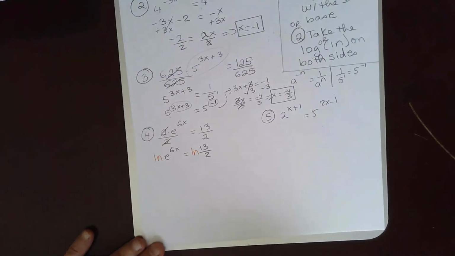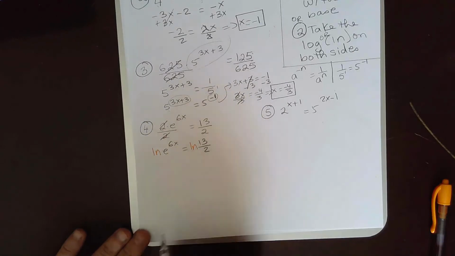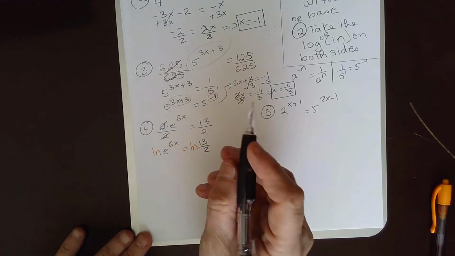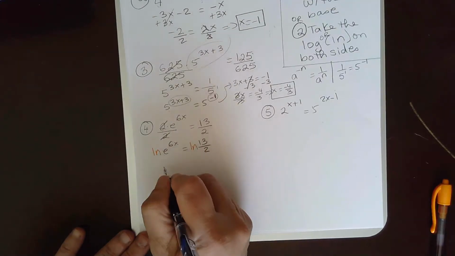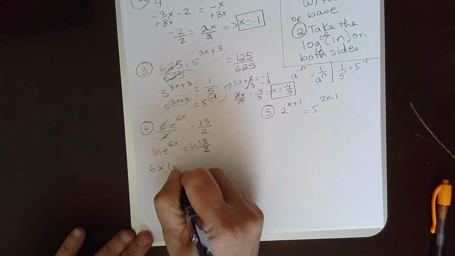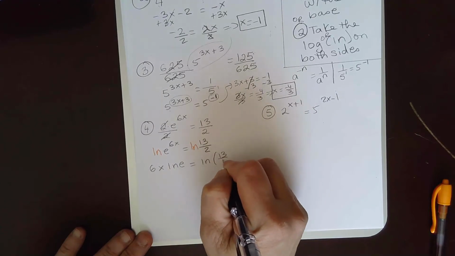So remember, ln is a natural logarithm. Now we take the ln on both sides. Now we use the third property of logarithm, you bring down the power. This is 6x ln e equal to ln 13 over 2.